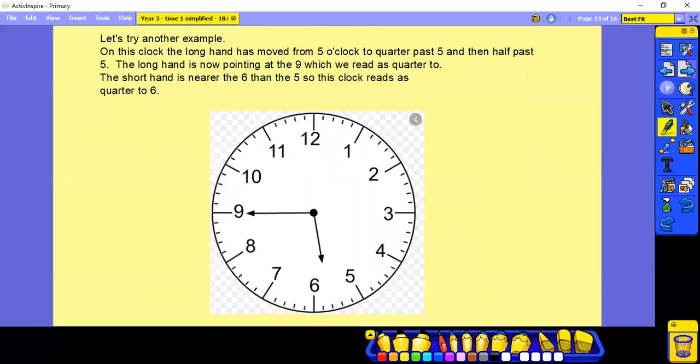So let's try another example. On this clock, the long hand has moved from 5 o'clock to quarter past 5 and half past 5. The long hand is now pointing at the 9, which we read as quarter to. The short hand is nearer the 6 than it is the 5. So we read this as 6:45.